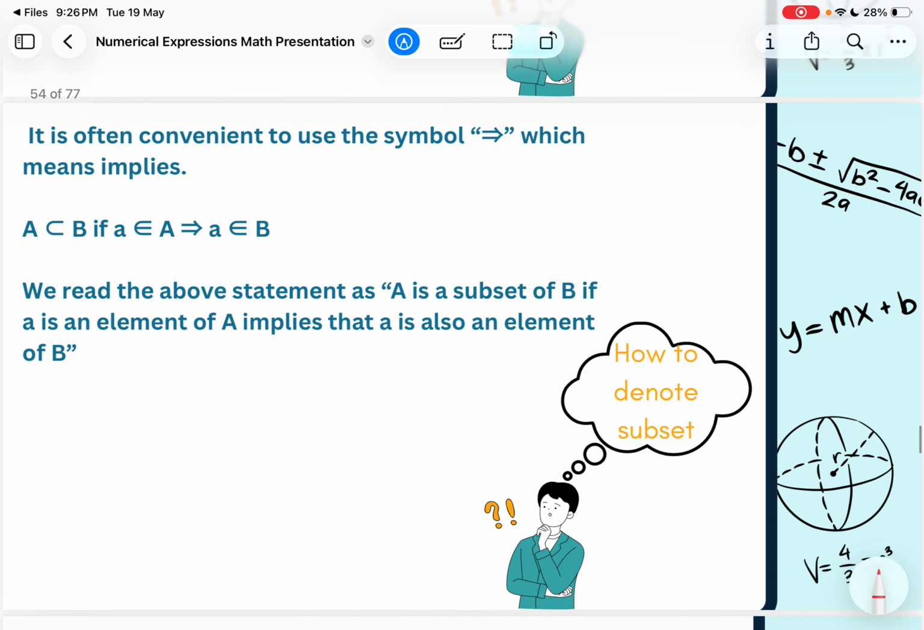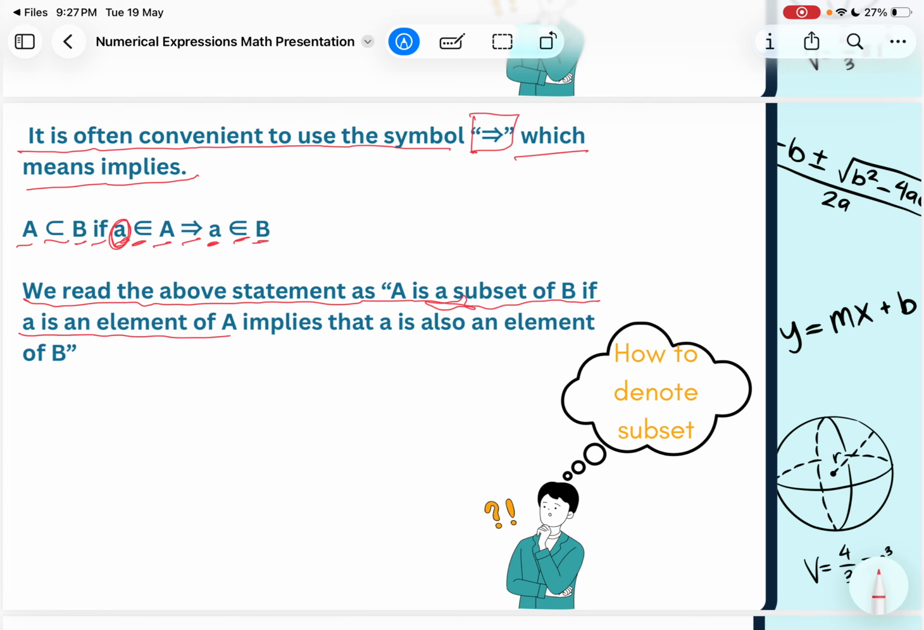Next, it is often conventional to use the symbol ⇒, which means implies. A is a subset of B if a ∈ A implies a ∈ B. We read the above statement as: A is a subset of B if a is an element of A implies that a is also an element of B.